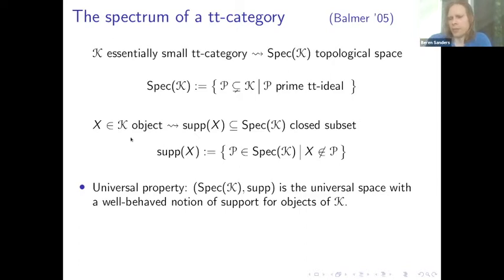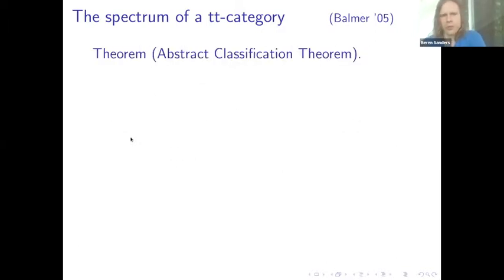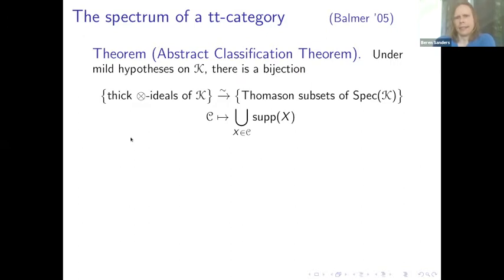And what this universal notion of support gives you is that it always classifies the objects of your category up to that weak notion of equivalence. So this is the abstract thick subcategory classification theorem due to Balmer, which says that under very mild hypotheses on your tensor triangulated category K, there is a bijection between the thick tensor ideals of your category and certain subsets of this space. And this map is given by sending a thick tensor ideal to its support, so the union of the supports of all the objects in that subcategory.